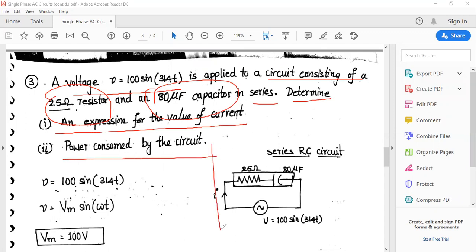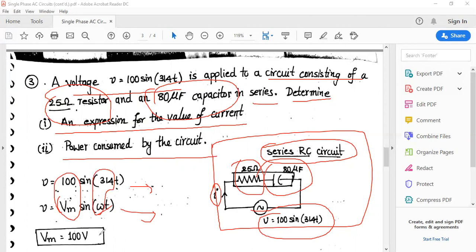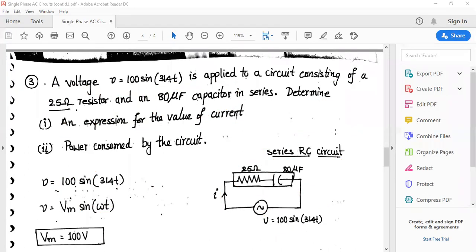So this is how the circuit looks like. A series RC circuit is present. The small i is the current in the series RC circuit. So 25 ohm is the value of the resistor and 80 microfarad is the value of the capacitor. This is the value of the instantaneous voltage which is applied. If you compare these equations, you can get Vm. You can directly write it as 100, and omega can be directly written as 314 radians per second. So Vm is 100 volt. You can directly write it. And next, what you can find out is an expression for the value of the current.